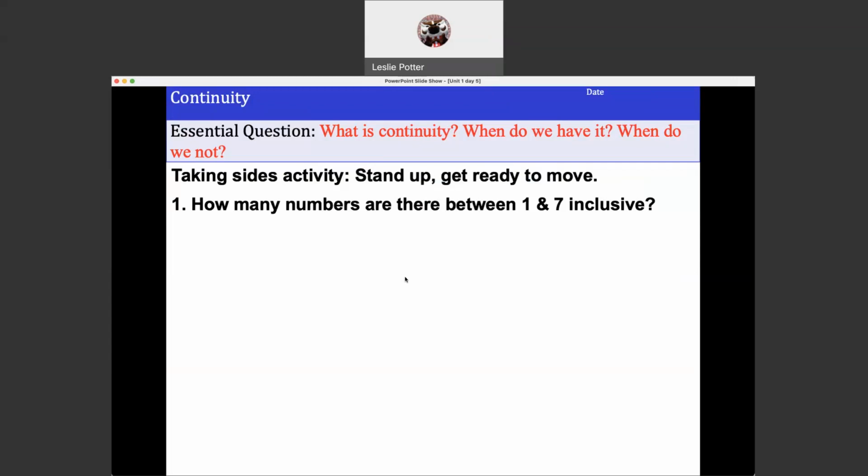By inclusive, I mean start at 1, end at 7. Okay. So the hallway side is 7, and the non-hallway side is not 7. And you can't stand in the middle. And you have to stand. Okay.